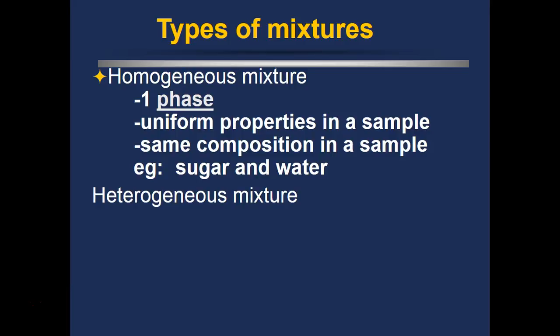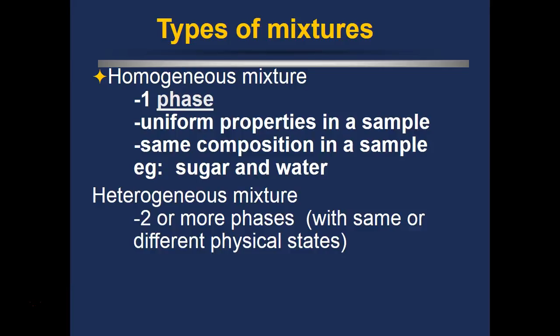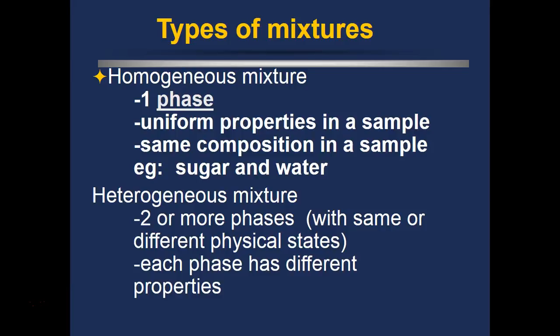Heterogeneous mixture, two or more phases. Each phase has different properties. So if you look at a bag of M&Ms, you can see that there are two or more distinct things in there, and each one has different properties. So in this case, different colors.